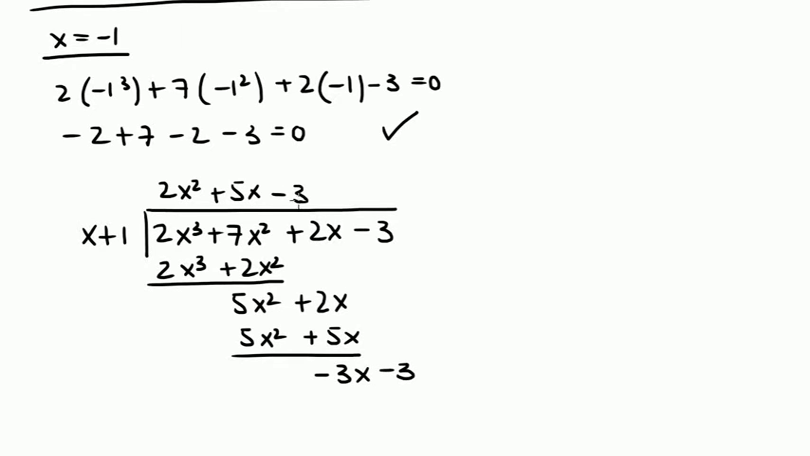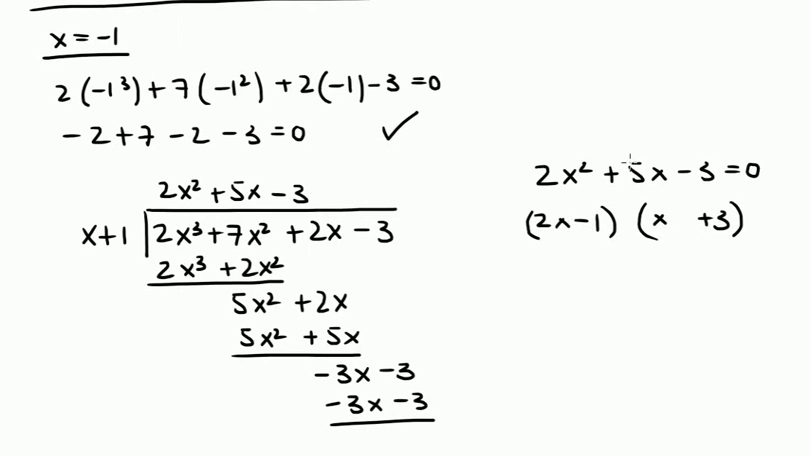So x into minus 3x gives us minus 3. Minus 3 by x plus 1, we get minus 3x minus 3. So it divides in evenly, so now we're left with a quadratic expression, 2x squared plus 5x minus 3. So we need to factorize and solve this in order to find the two other values for x. And we solve for x.